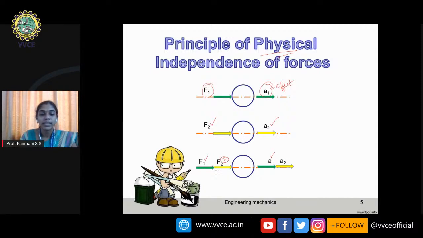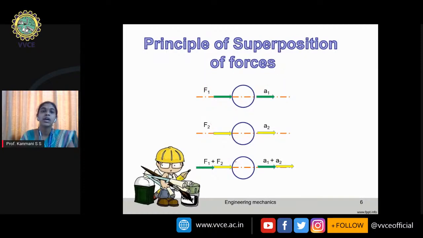But remember one thing, F1 creates only A1, whereas A2, which is the effect created by F2, is independent of F1. That is our principle of physical independence. So A2 is independent of F1. That means A2 doesn't have anything to do with F1. If you remove F1 also, A2 will remain the same. A2 depends only on F2. That is physical independence. Moving on to the next principle, it says principle of superposition of forces.